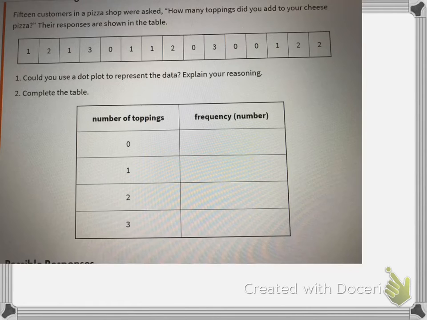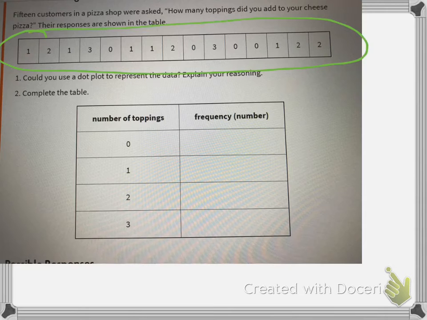So let's go back and talk about how to create dot plots, because I'm going to have you create a dot plot from the information that we get from our coin flipping videos. Let me show you how that works. I have this information here. 15 customers in a pizza shop were asked how many toppings they added to their cheese pizza, and the responses are shown here.